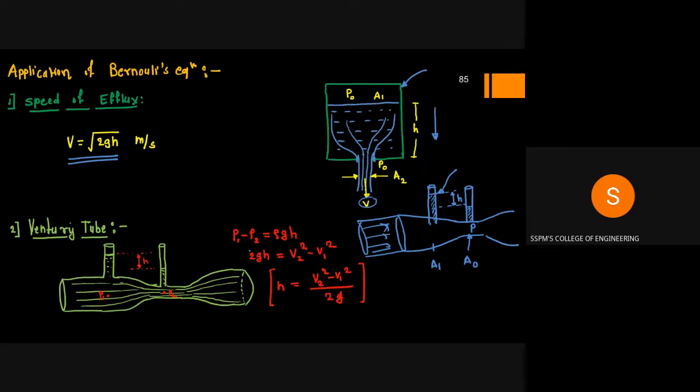The basic equation is P1 minus P2, that is the pressure difference at sections 1 and 2. P1 minus P2 is equal to rho gh, and 2gh is equal to v2 square minus v1 square. This is the equation for velocity, so h is equal to (v2 square minus v1 square) upon 2g. By using this equation, we can determine either the level difference h in the glass tubes, that is the pressure difference, or if h is given and one velocity v1 is given, we can determine v2.